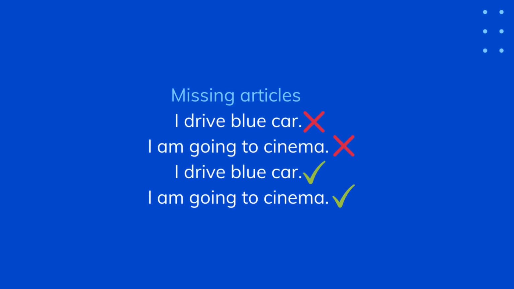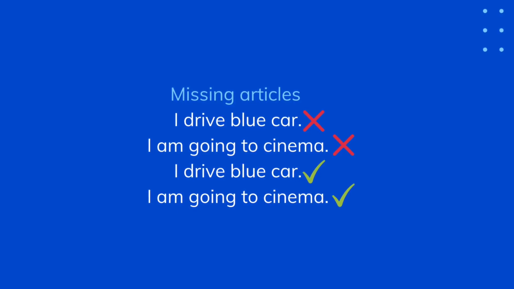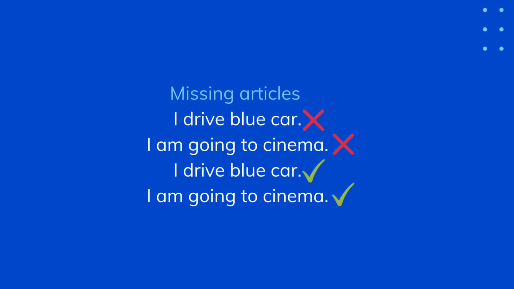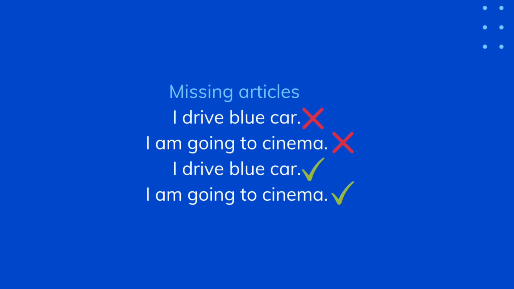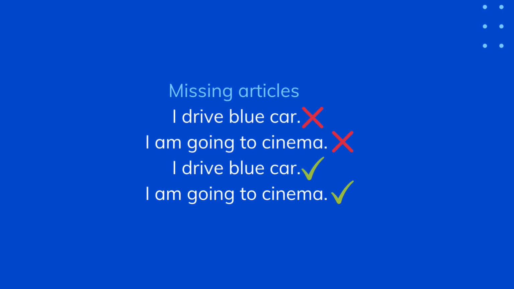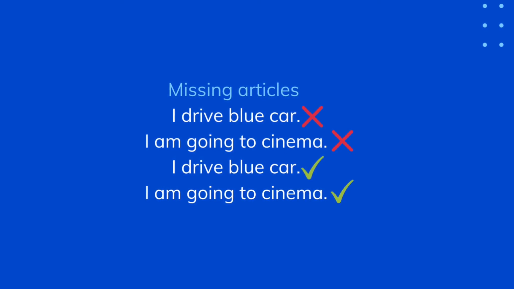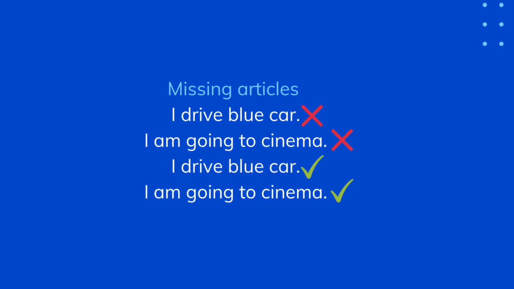Remember that the is used when talking about one particular noun. For example, the house. And a and an are used when talking about any noun. For example, a meeting.